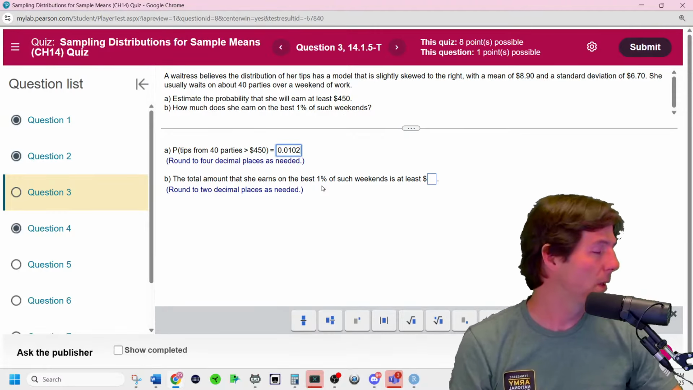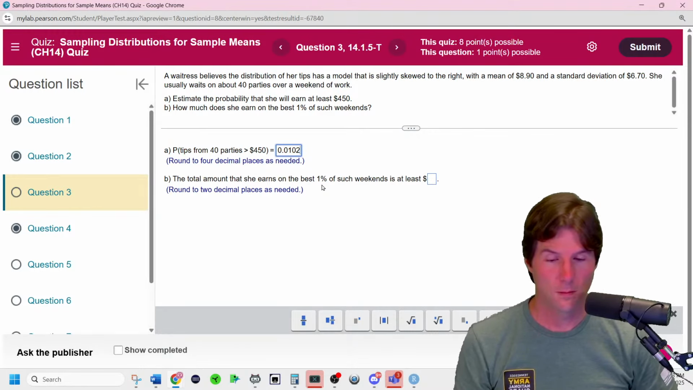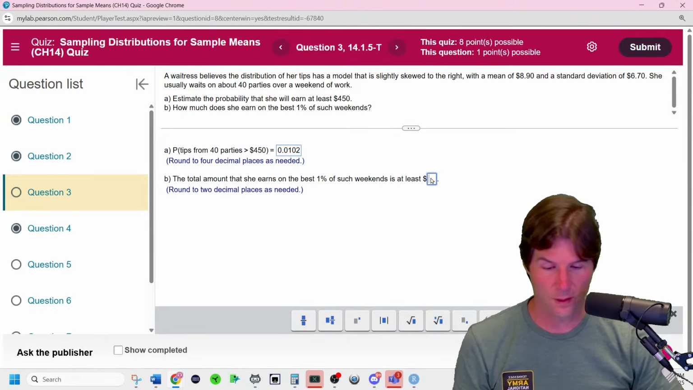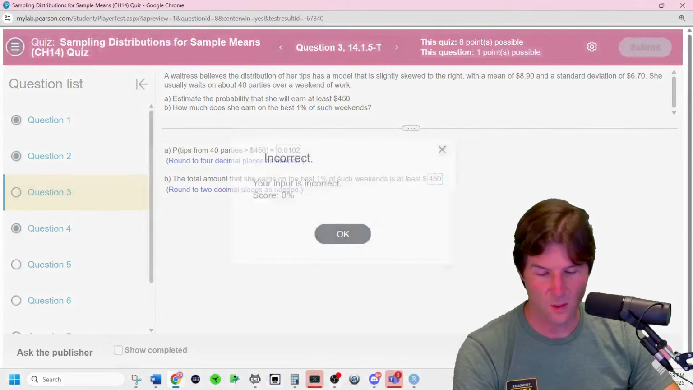That's a z-score of... Oh, it's very close to this. 11.25, so close to 450? Is that right? Something like that. Let's see how we did.